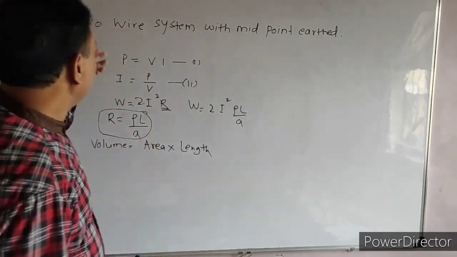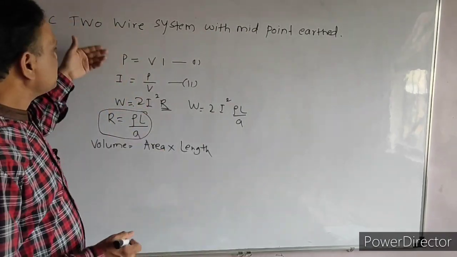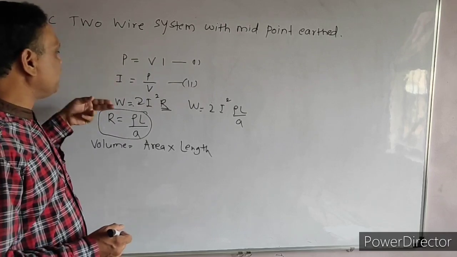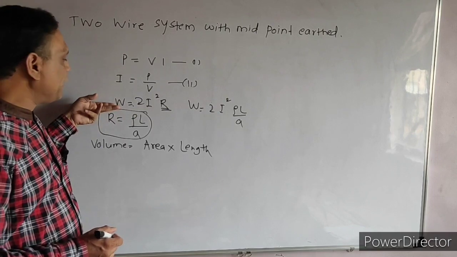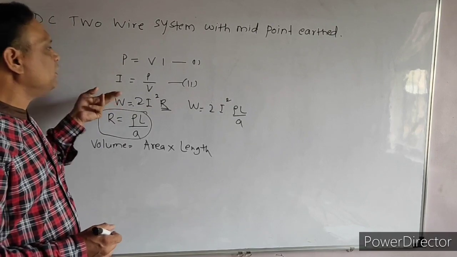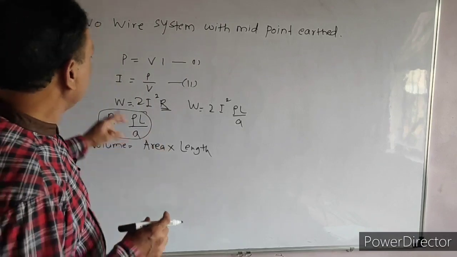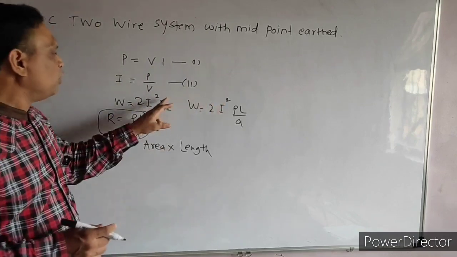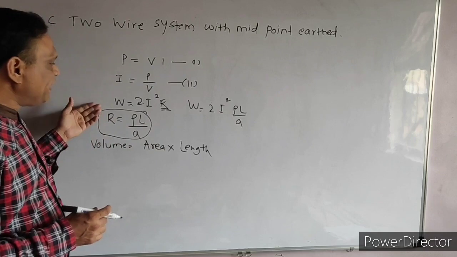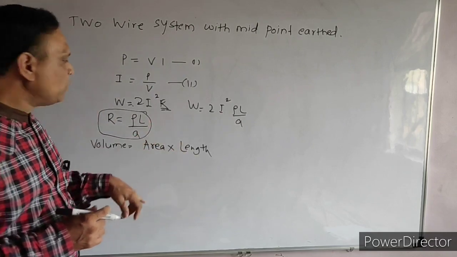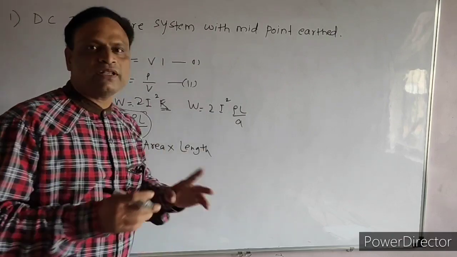First again I will explain. Just note the equation of power, calculate the current. After calculating the current, go for the line loss. Before calculating the line loss, you have to put the value of R as rho L upon A. Calculate the area. Now volume formula will be area into the length. Now these are the common steps.